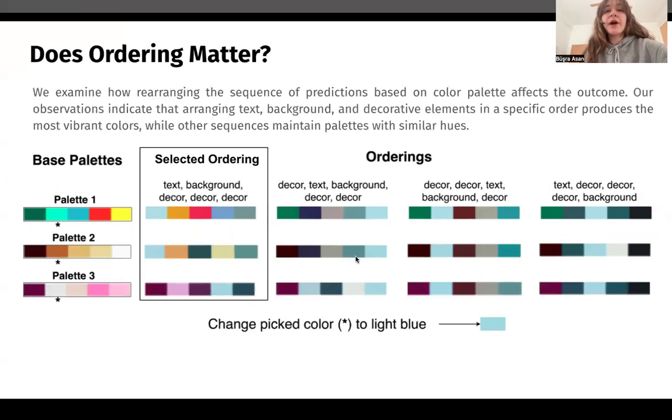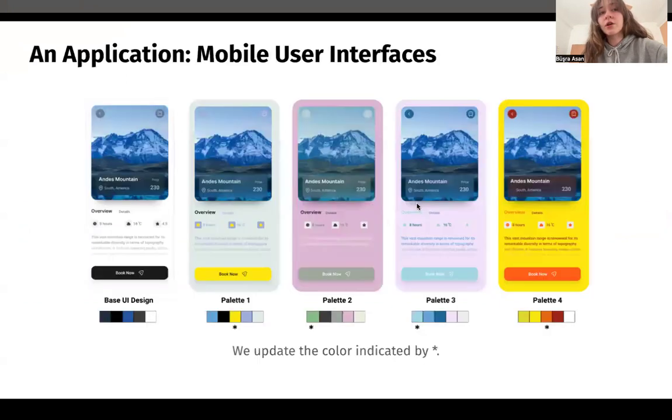We explored the impact of masking order following a color change. We found that arranging colors by text, background, and decor yields the most diverse palette. Thus, we used it in our experiment. While other orderings consistently produce palettes with similar hues, they may also be favored depending on the context. Here are examples of a real-world user interface design from Figma. We update the color indicated by the star.